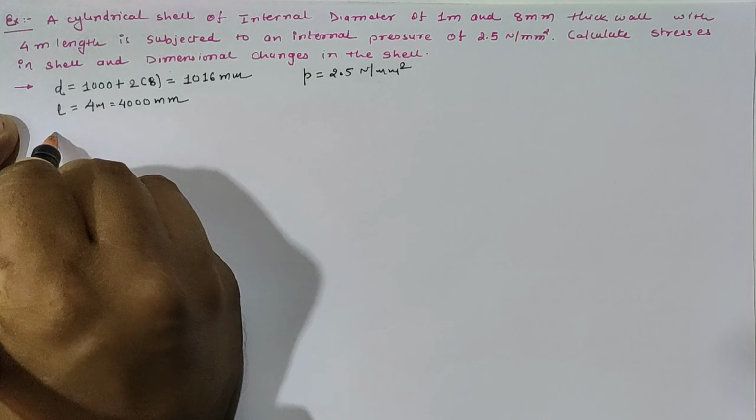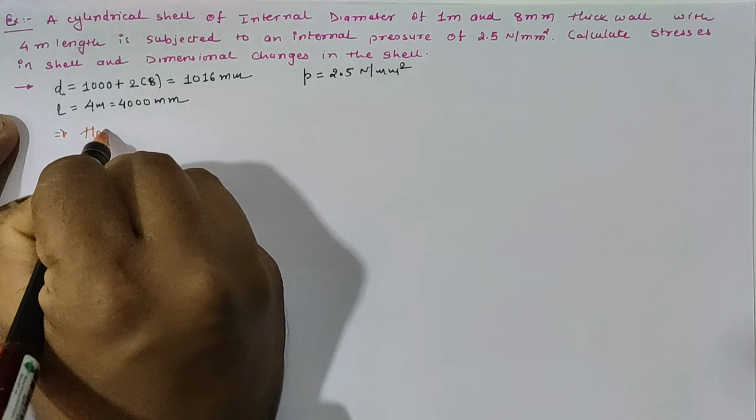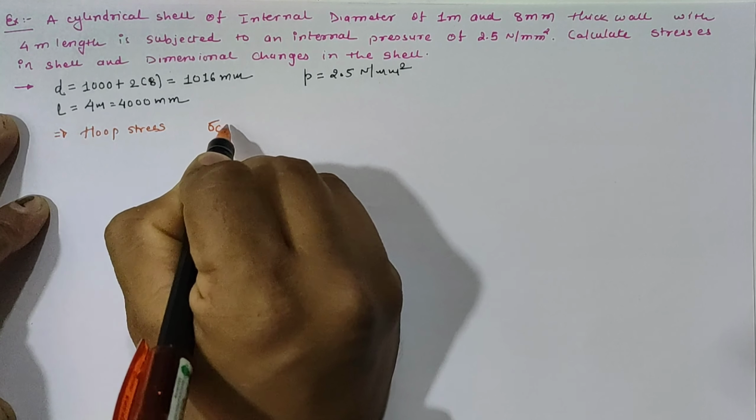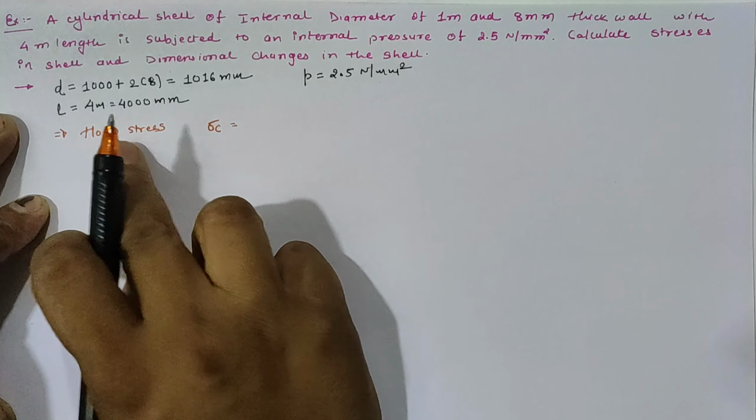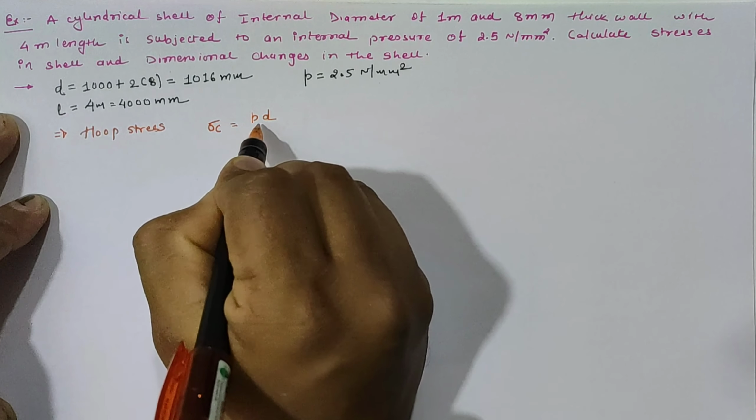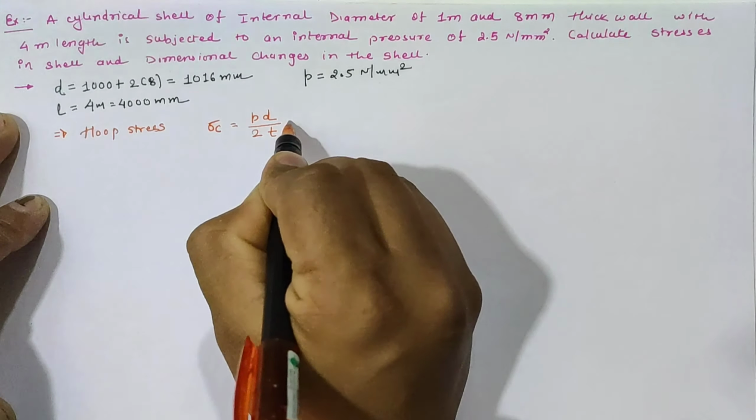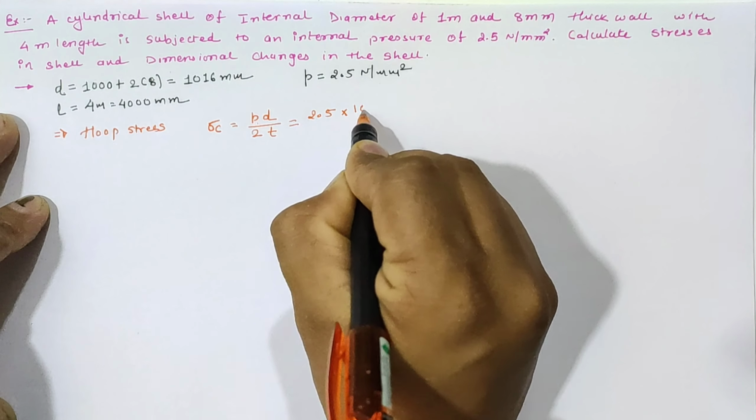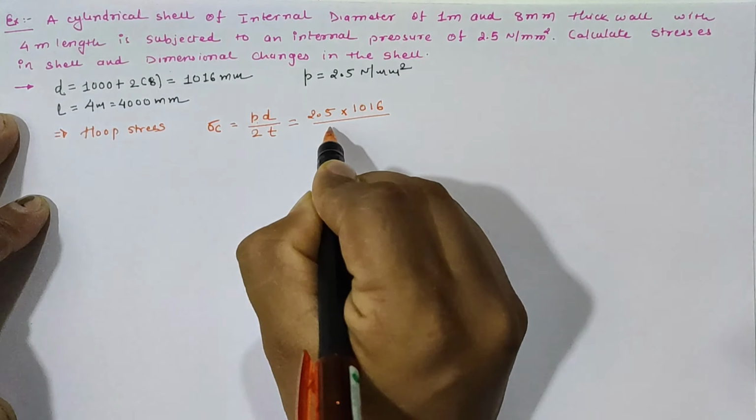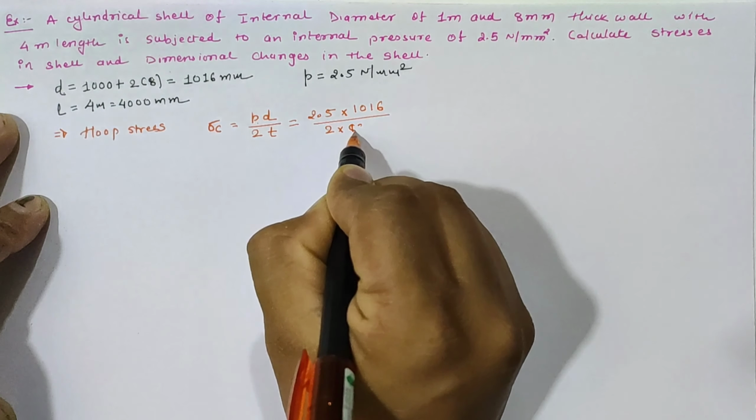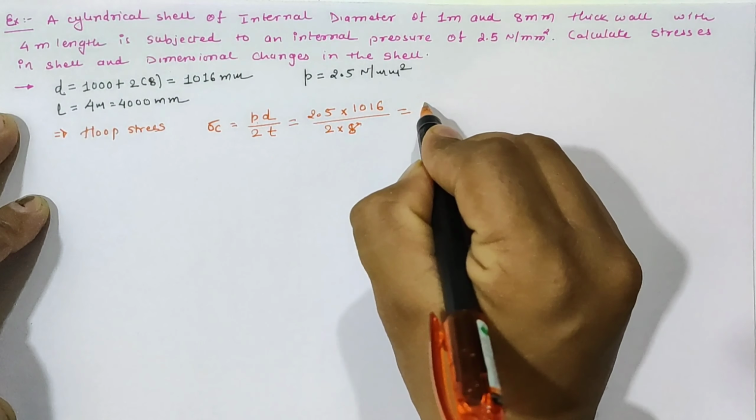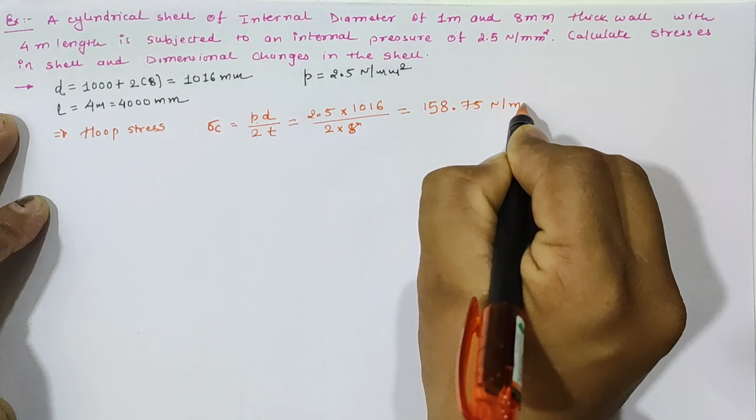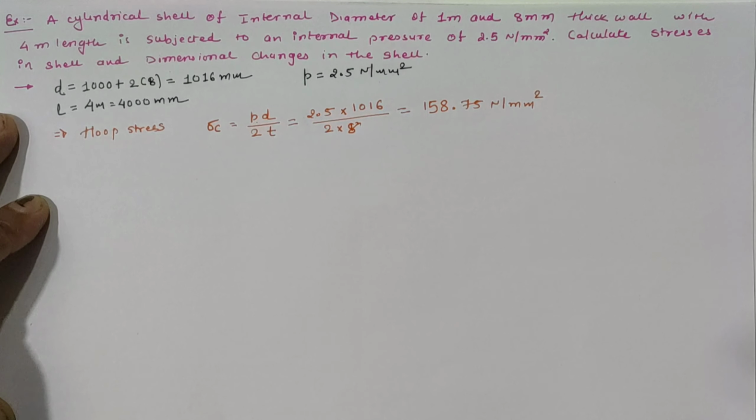cylindrical shell. First of all, if we calculate hoop stress, then according to the equation, sigma c, or circumferential stress or hoop stress, can be calculated by small p d by twice the thickness. Now pressure is given as 2.5 Newton per mm square, small d is 1016 divided by twice the thickness of 8 mm, and if we solve this term we will have a value of 158.75 Newton per mm square as the hoop stress.